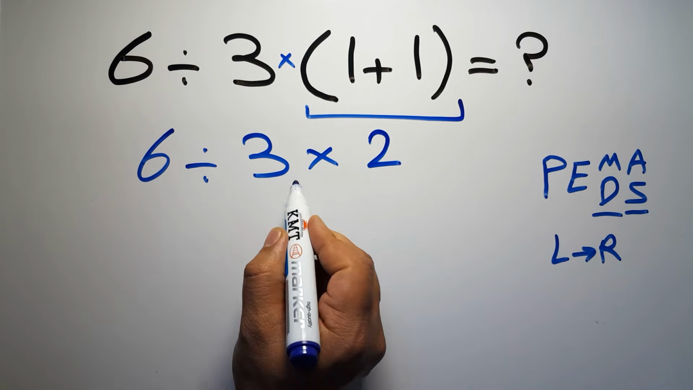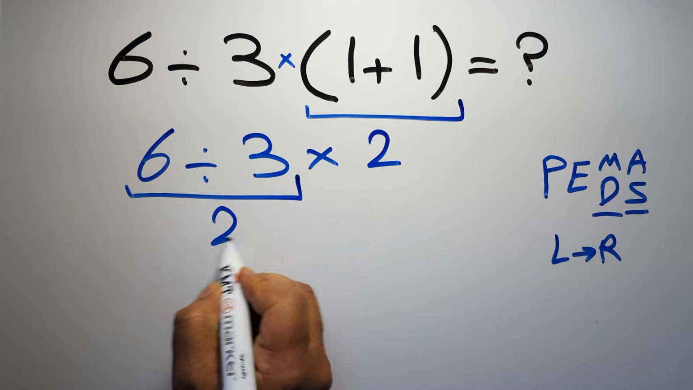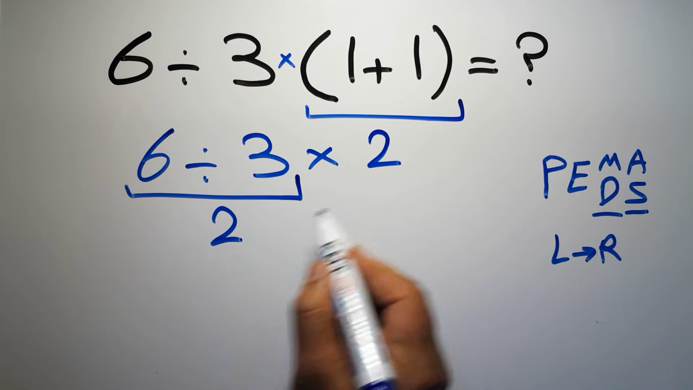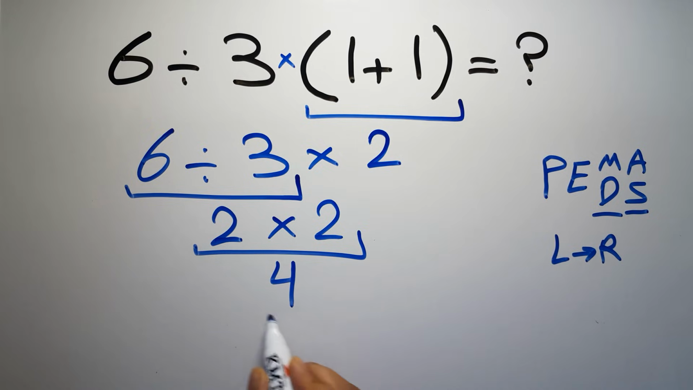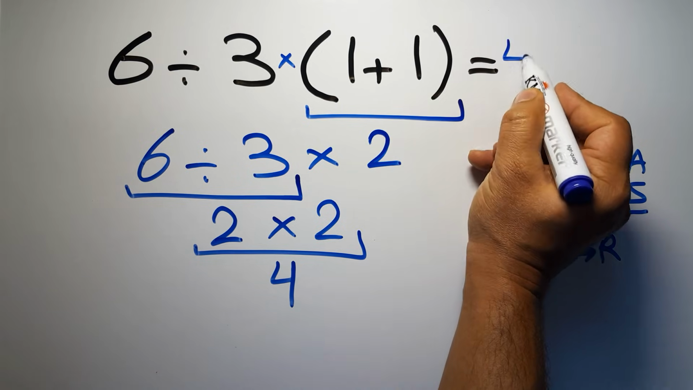6 divided by 3 equals 2. So we have 2 times 2, which equals 4. And this is our final answer to this problem. The correct answer is 4.